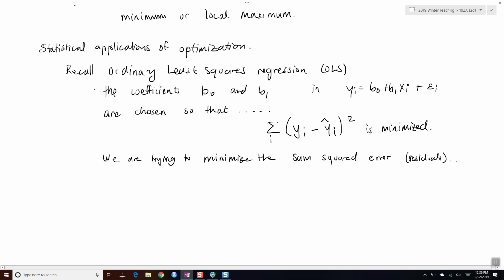Now, this has been solved. People did calculus, and they said B1 is going to be R times Sy divided by Sx, and B0 is going to be y bar minus x bar times B1. That is the calculus-derived optimal solution for the line of best fit, assuming your errors follow a normal distribution. But it's still an optimization problem. We're trying to just minimize this sum of squared residuals. This is a function of two variables, B0 and B1.